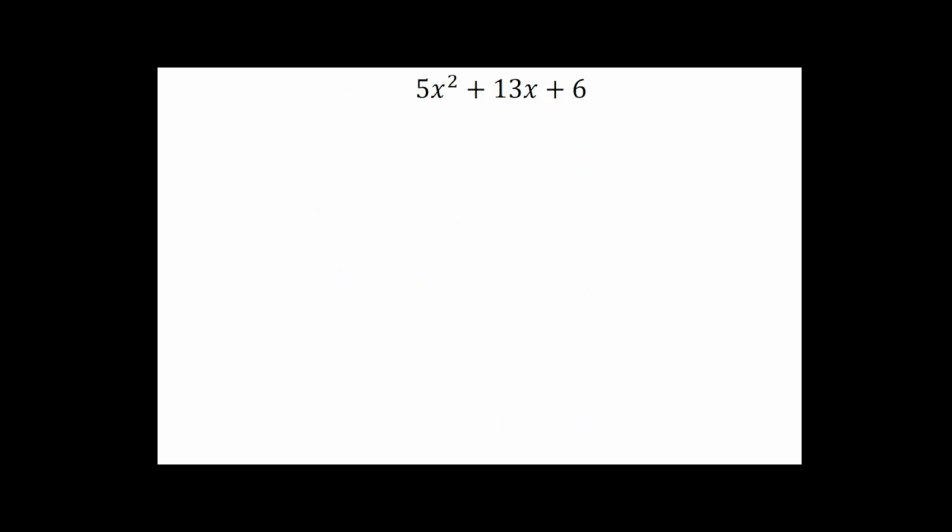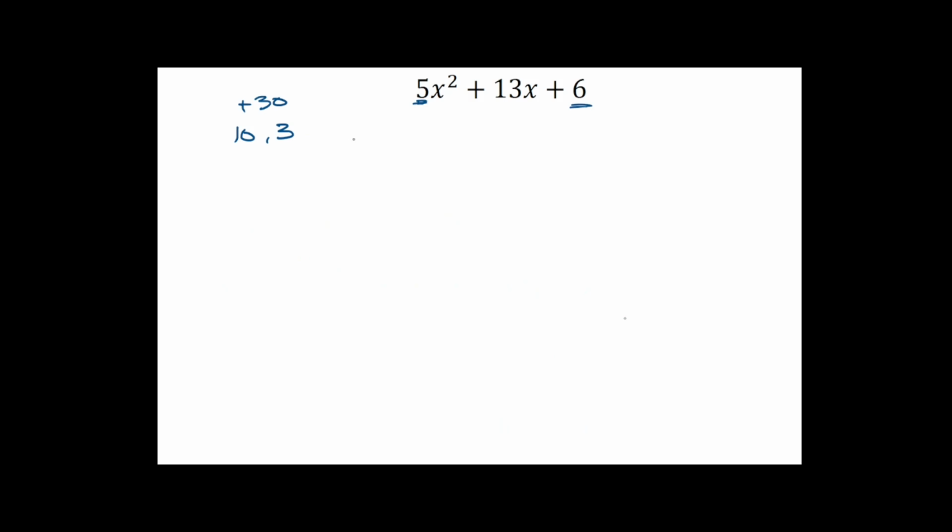Hopefully this is the last one. So it's the same principle. We take the first number and the last number, multiply them together, and we get positive 30. And we're looking for factors that multiply to give us positive 30 and add to give us positive 13 in this case. And it should hit you pretty quickly. That combination is 10 and 3. 10 times 3 is 30. 10 plus 3 is 13.